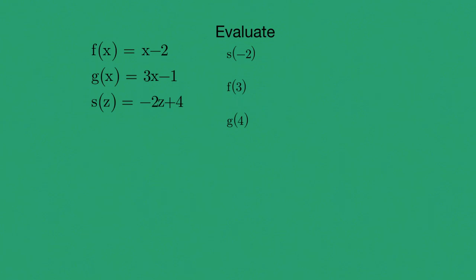Okay? Now, as you're writing there, notice what we've got there on the left. We've got f of x equals x minus 2. That's the f function. We've got a function labeled g of x. g of x is equal to 3x minus 1. And we've also got a function labeled s. S of z is equal to negative 2z plus 4. So we've got three functions here. We're going to make them unique by their names. We've got an f function, a g function, and an s function.